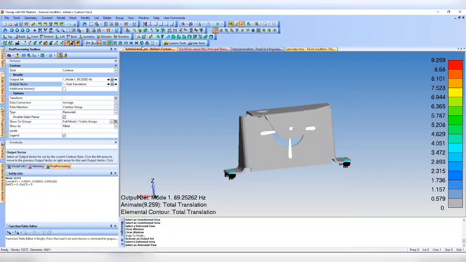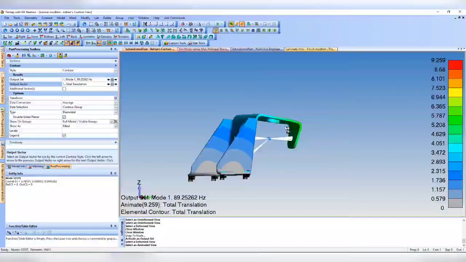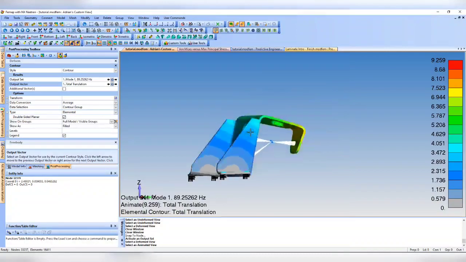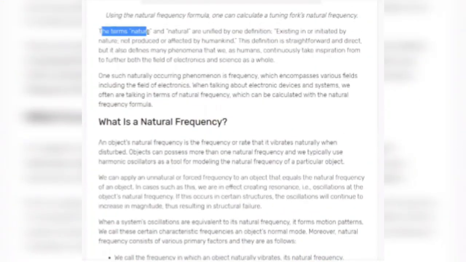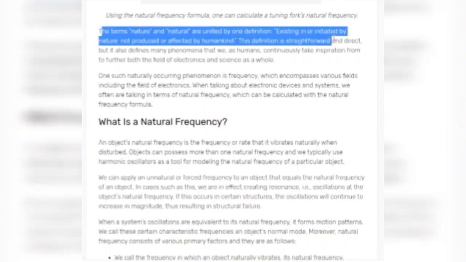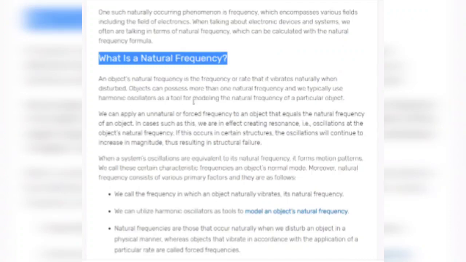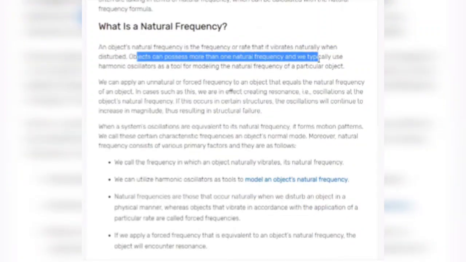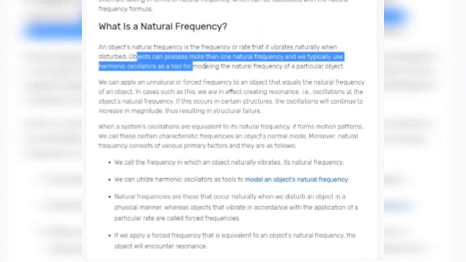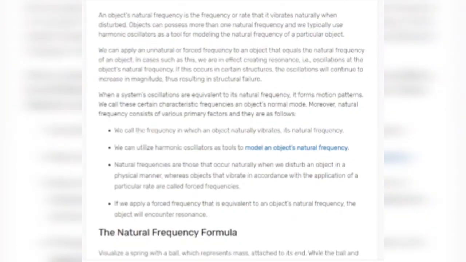So you can see that's the natural modal shape of your system, and the frequency is 89 hertz. Just to refresh your memory, what is a natural frequency? An object's natural frequency is the frequency or rate at which it vibrates naturally when disturbed. Objects can possess more than one natural frequency, and we use harmonic oscillators as a tool for modeling the natural frequency of a particular object.